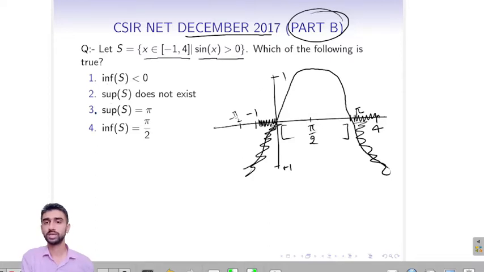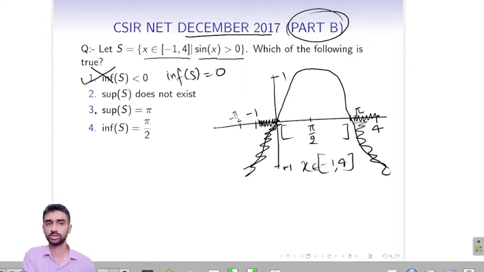You can see that in this interval x was belonging to -1 to 4. In this interval, what is the highest value which is satisfying the condition of sine? It is pi. So that's why infimum is less than 0. No, infimum is 0. This is the minimum point which is satisfying the condition. So infimum of s in this question is 0. So this one is incorrect.